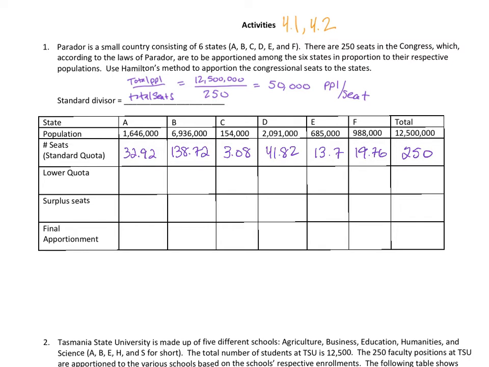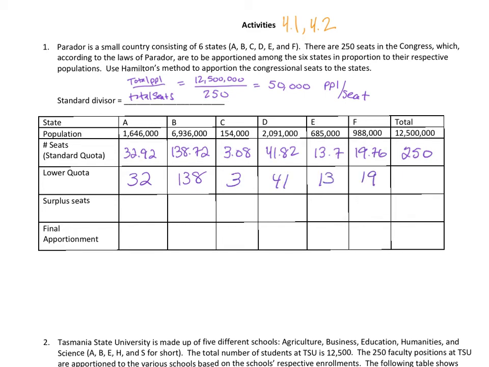Okay, the problem now is that you can't give out a partial seat. You can't give out 9/10 of a congressional seat. It's just 1 seat. You can't give out a fraction of it. So we round all of this down in Hamilton's method. So Hamilton's method says round all of these numbers down. Everybody gets at least their lower quota, 32, 138, 3, 41, 13, and 19.